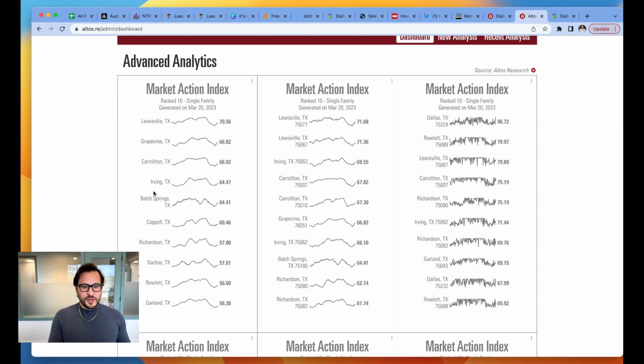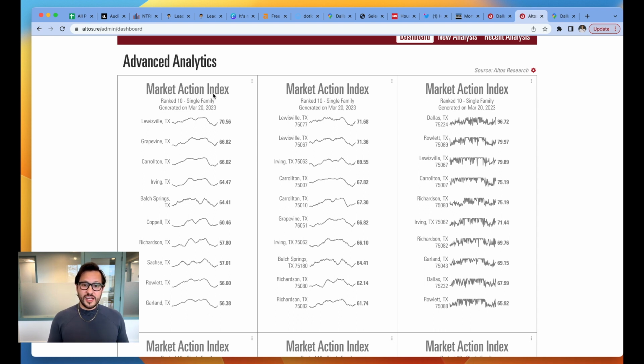Right below those would be Irving, Texas, and you'd be surprised. There are some really nice neighborhoods in Irving. If you never venture over there, might be worth taking a look. Up next, Coppell, Richardson, Sachse, Rowlett, and Garland. So in Dallas County, if you're a buyer, these are the most difficult cities to get in, and if you're a seller, these are the hottest markets. This is where you're gonna get top dollar.